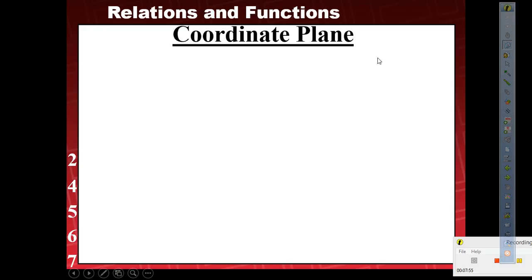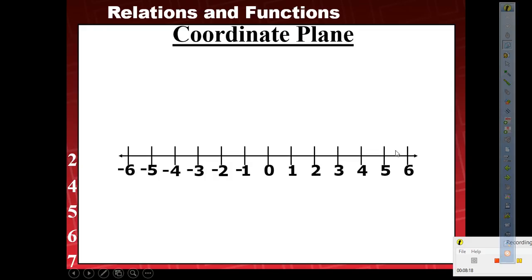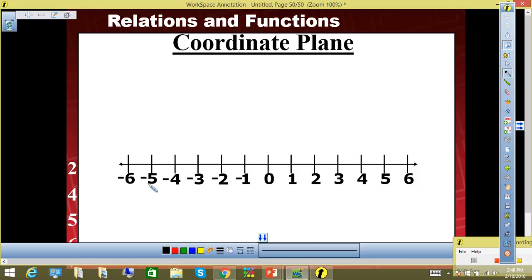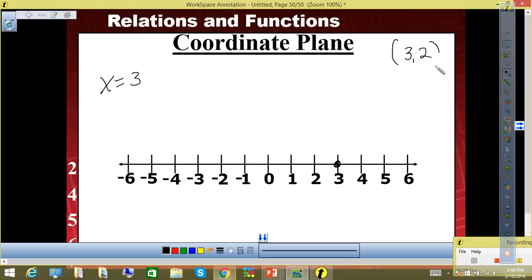Okay. So here's the coordinate plane. Before I introduce a coordinate plane, does everyone remember when we graph on one line like this? Yes? So let's say I said graph x equals 3. So you would do this. Remember that? But now we no longer just have this. Now we're going to have two values, such as this, which means an x and a y.